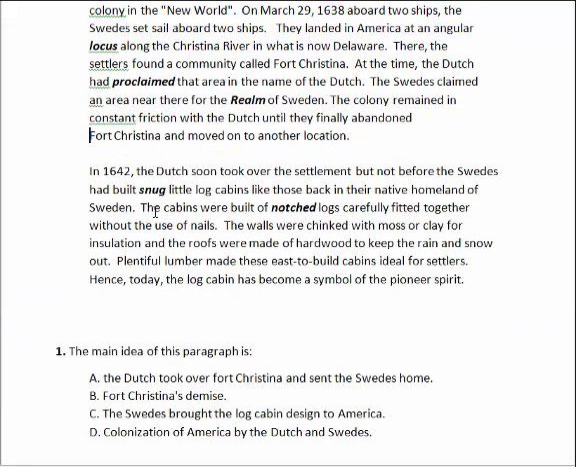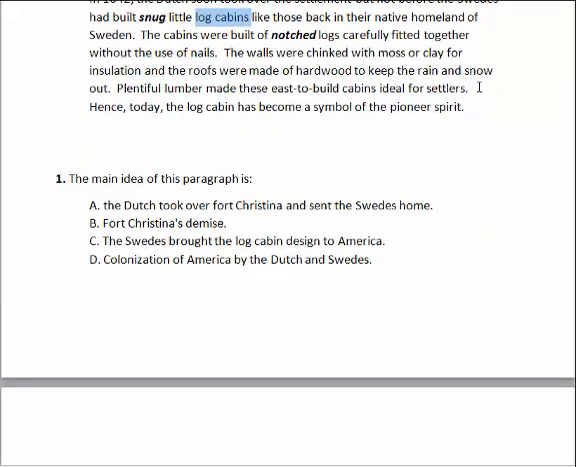That second paragraph is building the log cabins. We need an answer choice that is going to entail the Dutch, the Swedes, and it's going to have to say something about these log cabins or the design. So the best answer choice here is going to be Swedes brought the log cabin to America. Number 1, C, is the correct answer here. Let's go ahead and take a look at number 2.